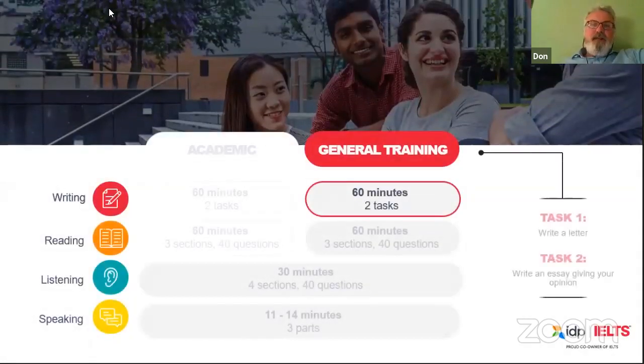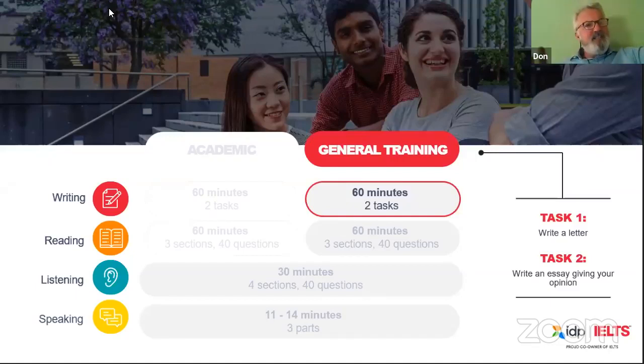The general training also has two tasks, and you have 60 minutes to do them. But the first task is very different. It is writing a letter. Now, some people think, well, this is an easier task, but it's not. It's an easier task for some people, but maybe it's a more difficult task for other people. Maybe you are good at describing a graph and not so good at writing a letter. So don't assume that the general training is an easier test. It's simply a different test.